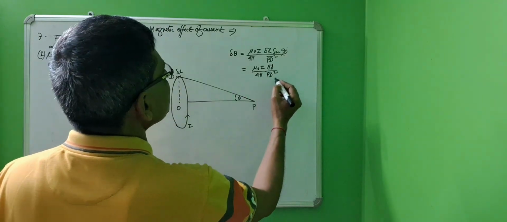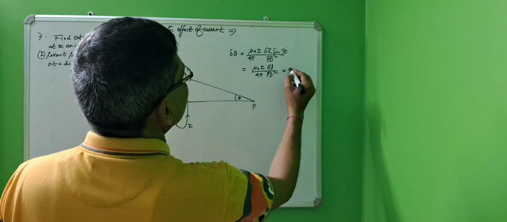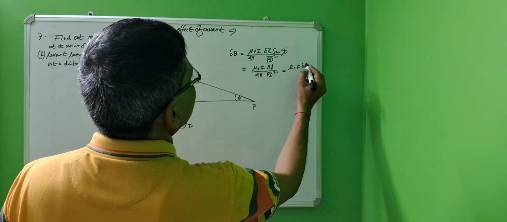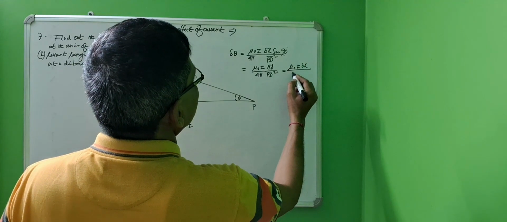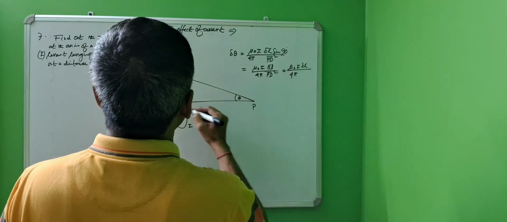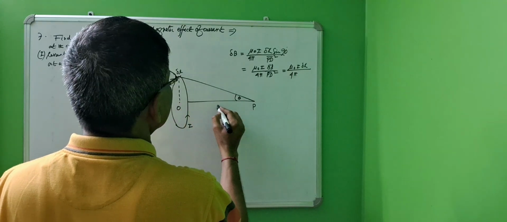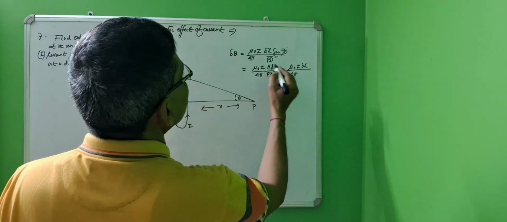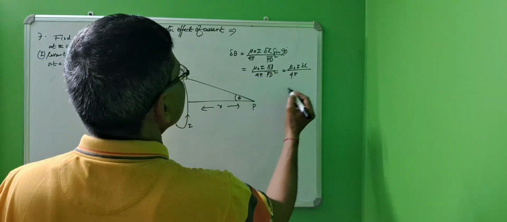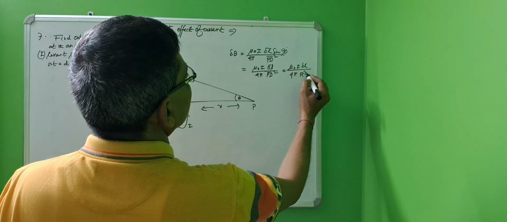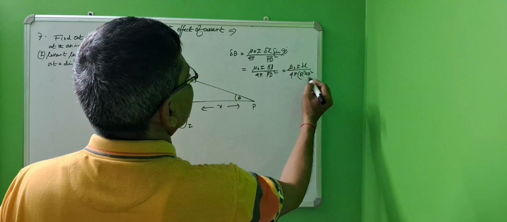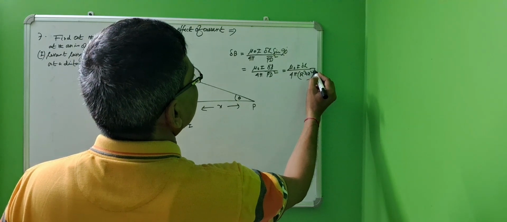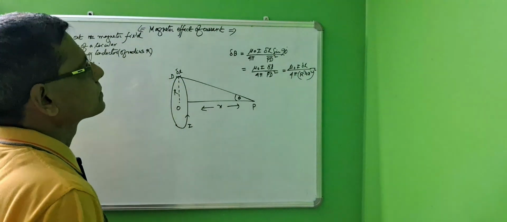What is PD square? PD square means, mu 0 I delta L divided by 4 pi, this is R and this is X. So we can write R square plus X square.